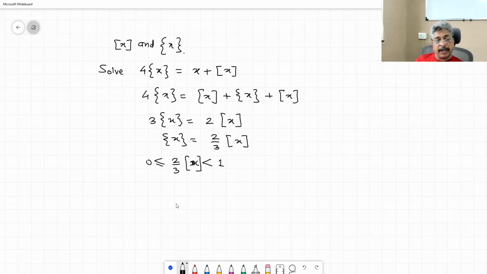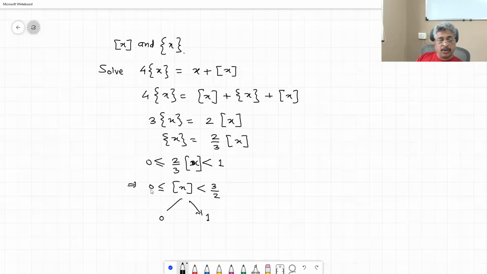And therefore, 2/3 of the greatest integer x should be between 0 and 1. This implies 0 is less than or equal to the greatest integer x, which is less than 3 by 2. Equality is allowed, so this can be 0 and this can be 1. Only 2 possibilities, 0 and 1, because it has to be an integer smaller than 1.5 and greater than or equal to 0. So you get 2 values of the greatest integer function x.